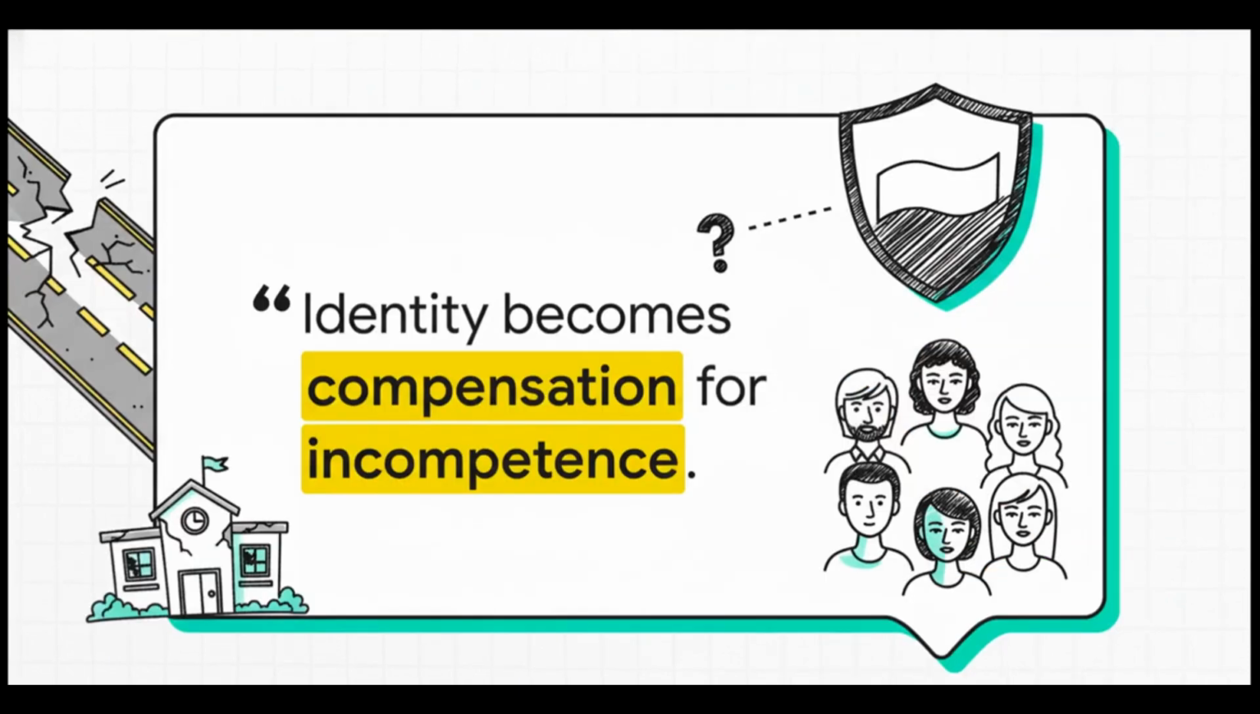Because when the state can't deliver on performance, politicians have this incredibly powerful pivot they can make. They can basically say, look, I know the roads are bad and the schools aren't great, but hey, at least we represent you. We share your identity. And just like that, identity becomes a substitute, a compensation for competence.